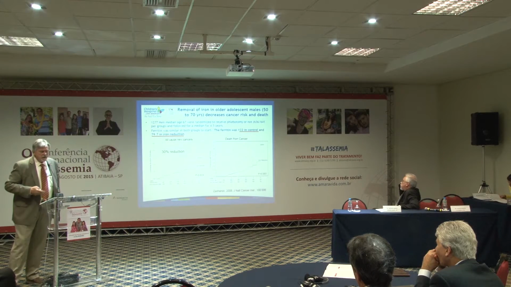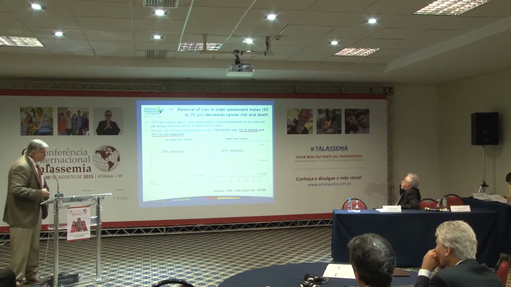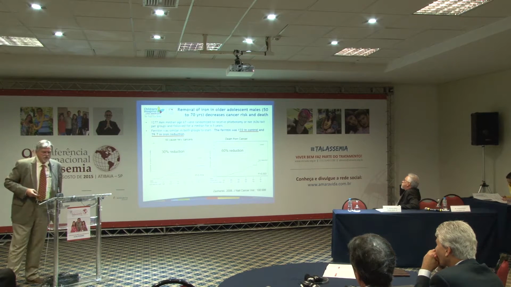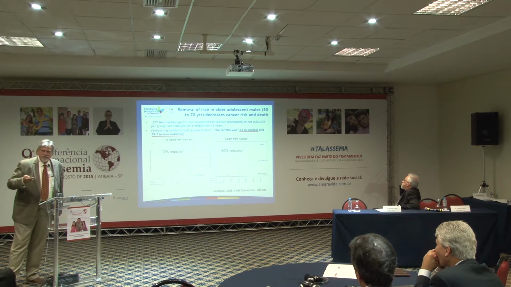Over a 6-year observation period, there was a 30% reduction in all-cause abdominal cancers. Colon cancer, liver cancer, everything in the abdomen, not just liver. And over the same time period, a 60% reduction in death from cancer, by phlebotomy. This is a prospective randomized study. So I think the answer is you may be able to help patients by reducing their iron.